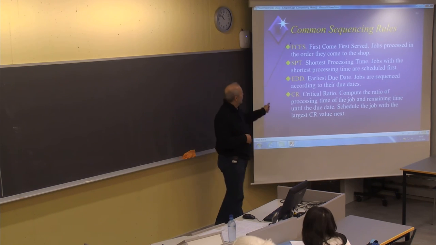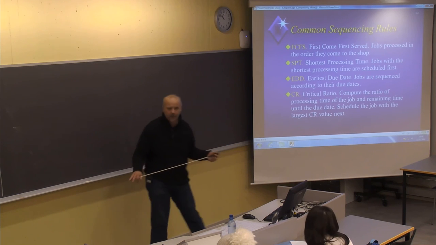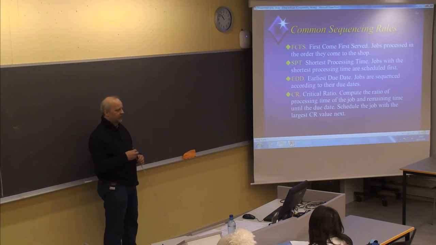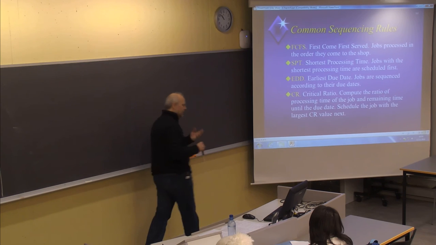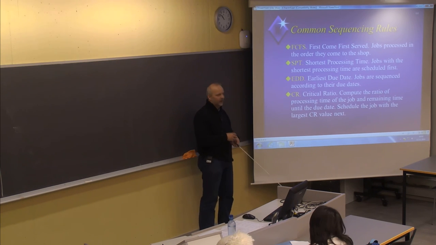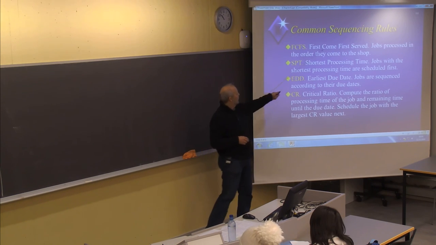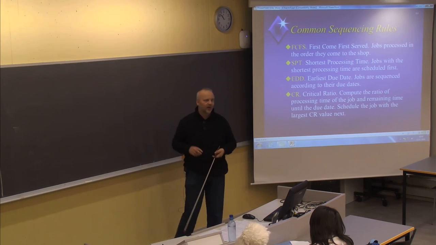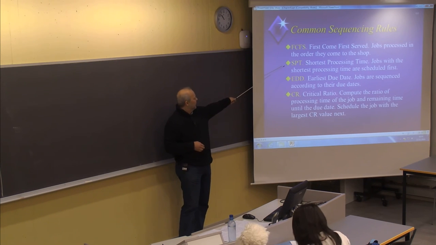One rule is the FCFS, first come, first serve, which is a quite fair rule, because if the customers come in a sequence, then they will have their jobs performed in the same sequence. And then you can tell everyone that this is the fair way to do it, because the first person to come will also be the first to be served. But this is not necessarily the most effective way of performing jobs. So we will also look at different rules.